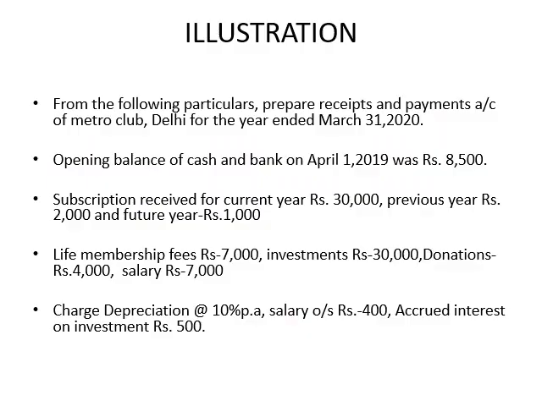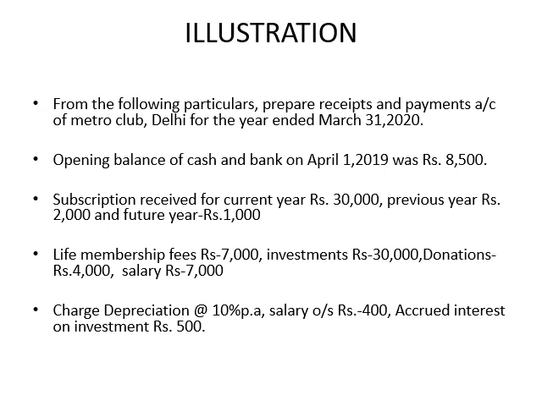Now I am discussing one illustration. This illustration is related to the preparation of the receipts and payment account of Metro Club Delhi. The date given is 31st March 2020. The opening balance is listed here, 8,500. Subscription received is related to the current year, previous years, and future year, given as 30,000, 2,000, and 1,000. All will be recorded on the receipt side.